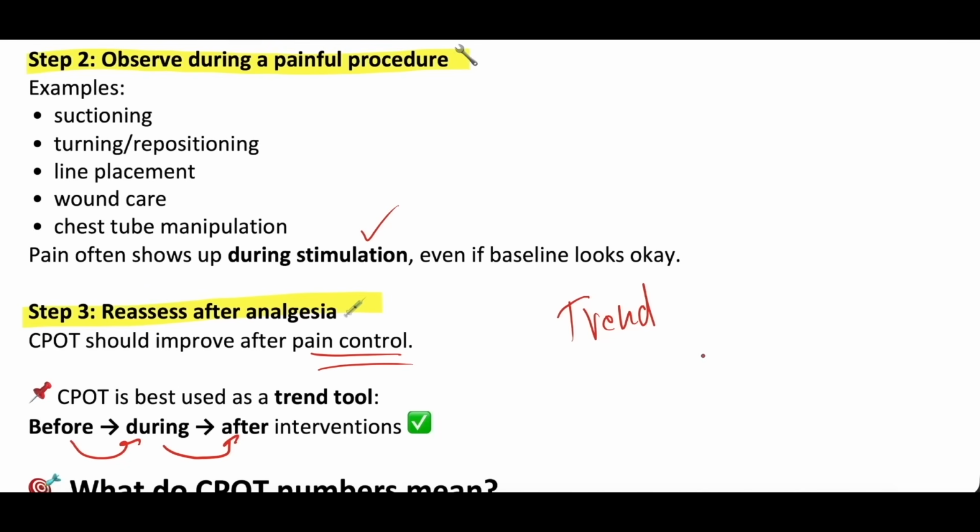If their CPOT score is not improving with pain medication, then it's probably not from pain, right? I suppose you could be underdosing their pain medication as well. But again, this is a trending tool. This is a tool to be used within the larger context of the patient's presentation, and it's something that should be done in series with reassessments.